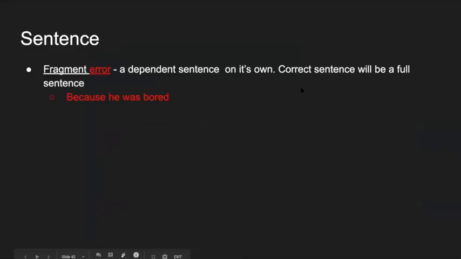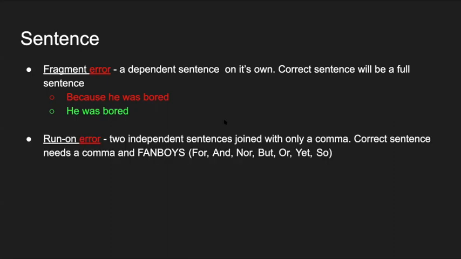Okay, so because he was bored is a sentence fragment error. I want you guys to open up your notes, write down sentence fragment error, and write this down. And he was bored is a correct sentence. It's a full sentence. This is what we call a dependent sentence, and this is what we call an independent sentence. An independent sentence can stand on its own. A dependent sentence cannot stand on its own. A dependent sentence on its own is a sentence fragment error. Next, the way you read these slides is sentence, run-on error.